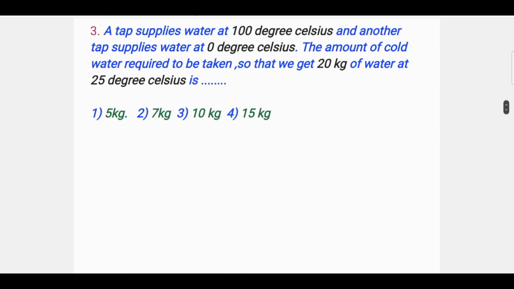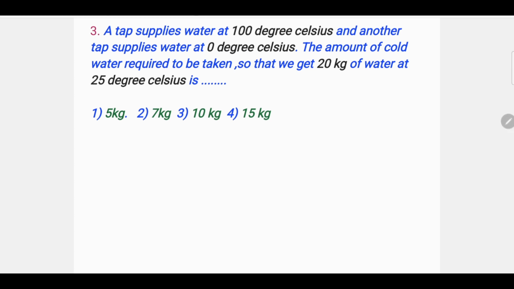It's an interesting question. A tap supplies water at 100 degrees Celsius and another tap supplies water at 0 degrees Celsius. The amount of cold water required to be taken so that we get 20 kilogram of water at 25 degrees Celsius. So in this question, we need the amount of cold water to be taken. That means the cold water from the tap supplying water at 0 degrees Celsius. How much cold water do we have to take?